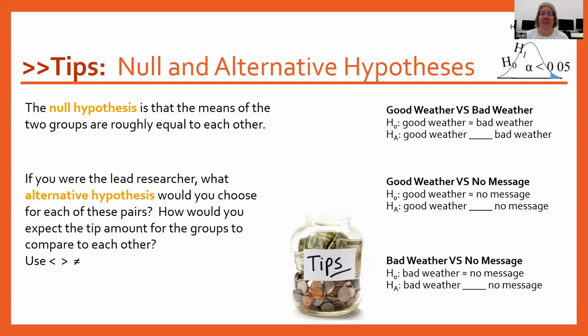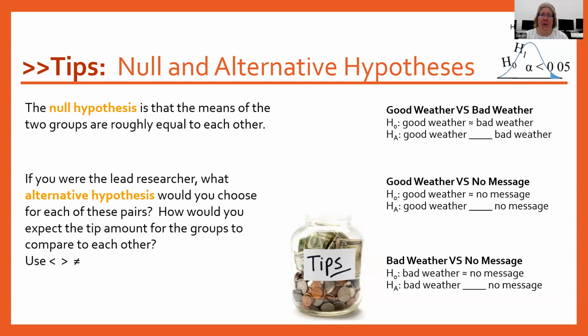All right, so one of the first things we do in a hypothesis test is look at the hypotheses. So a null hypothesis in a 2-sample t-test is that the mean of one group is roughly equal to the mean of the other group. And the alternative hypothesis is that the mean of one group is either less than, greater than, or not equal to the mean of the other group.